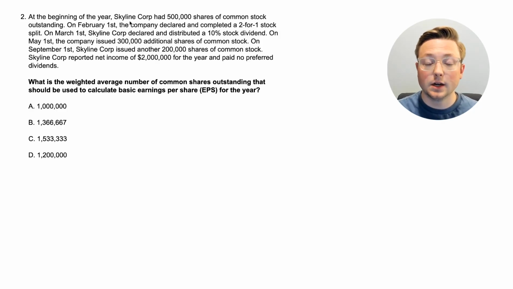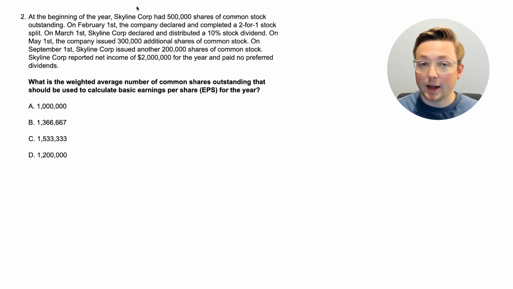At the beginning of the year, Skyline Corp had 500,000 shares of common stock outstanding. On February 1st, the company declared and completed a 2-for-1 stock split. Okay, so that's something new. On March 1st, Skyline declared and distributed a 10% stock dividend. Again, something new that we haven't seen in the previous question. On May 1st, the company issued 300,000 additional shares of common stock. On September 1st, Skyline Corp issued another 200,000 shares of common stock. Skyline Corp reported net income of $2 million for the year and paid no preferred dividends.